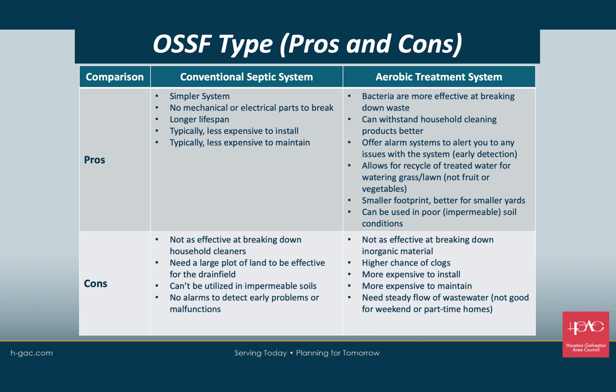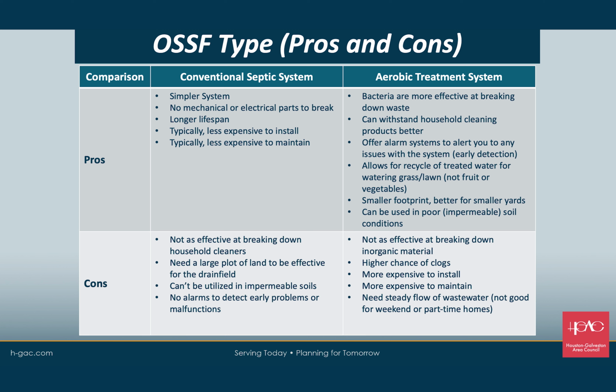The pros for an aerobic system are the aerobic bacteria are much more effective at breaking down waste. They can withstand household cleaning products better. They offer alarm systems to alert the homeowner to any issues with the system. They allow for the recycle of treated water for watering lawns. They have a smaller footprint, so they are better for smaller yards. And they can be used in poor or impermeable soil conditions.